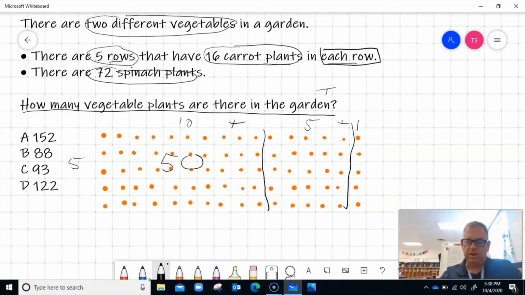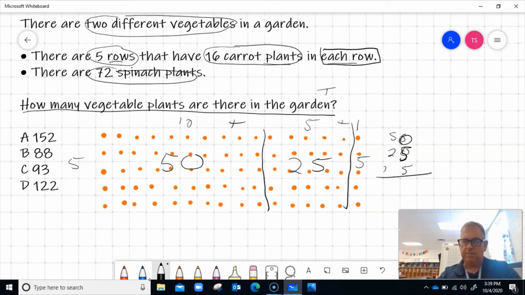My next little area is 5 groups of 5, and that's 5, 10, 15, 20, 25. So there's 25 carrot plants here. And this is 5 groups of 1, which is 5. So if I want to figure out what 16 times 5 is, I can just add all those together. So that's 50 plus 25 plus 5.